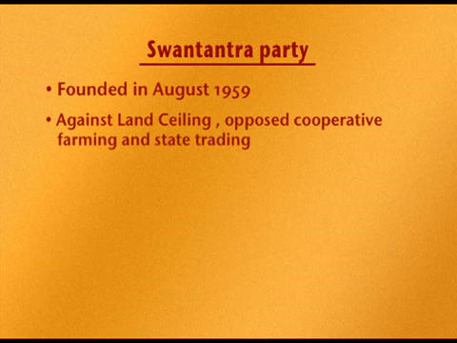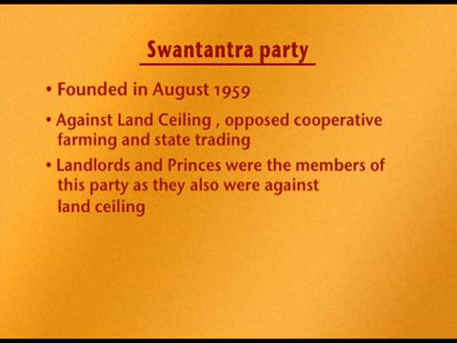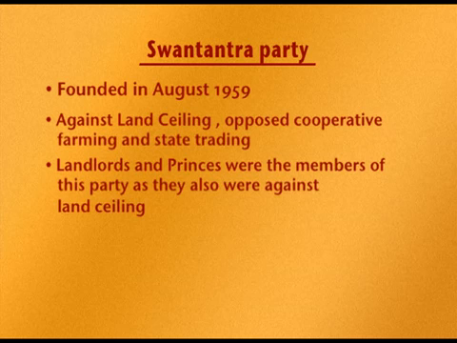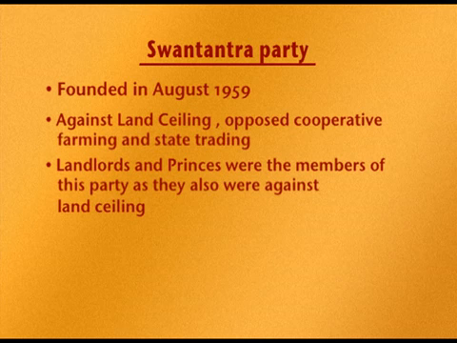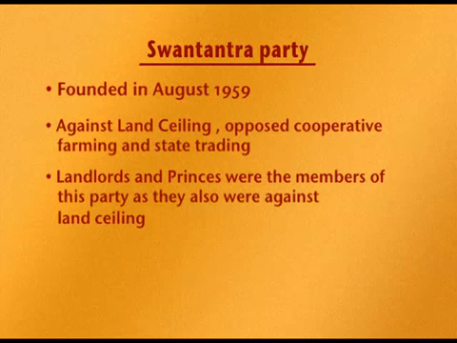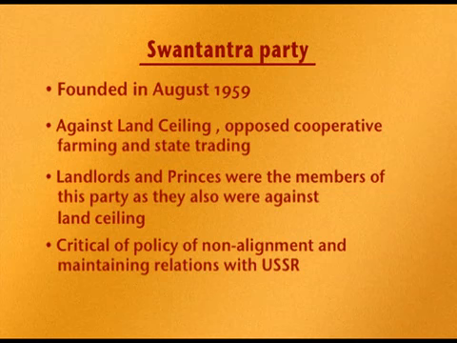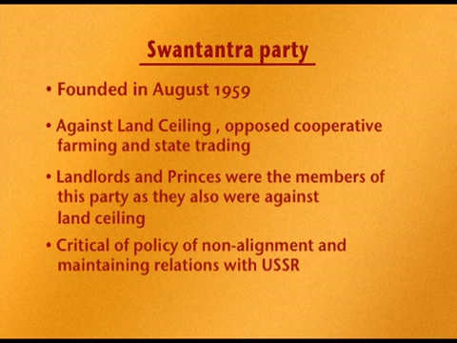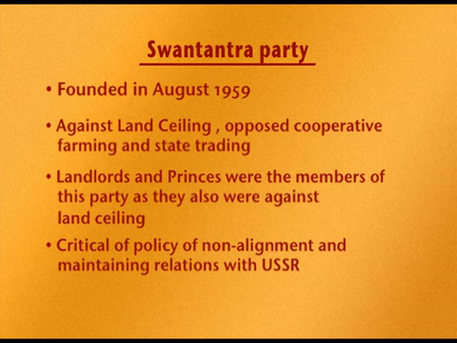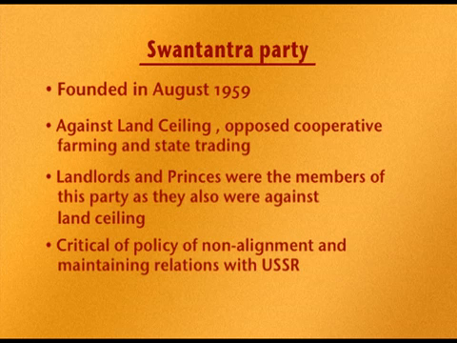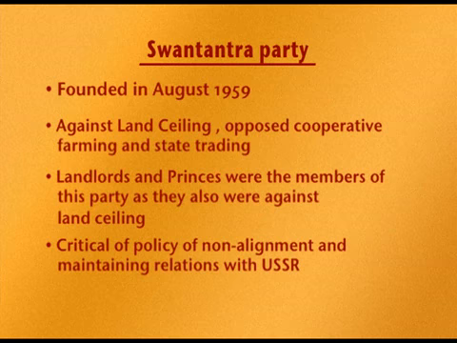So at that time, princes and rulers of different princely states cooperated with them and joined them, because they were also against land ceiling, as it was harming their interests. So this party became a party of princes, a party of zamindars, a party of rich people, which advocated their interests and had a leaning towards the USA. They were against the non-alignment policy of India also. They thought that this policy is not going to benefit India in any way. So they opposed non-alignment and also the inclination of Indian foreign policy towards the USSR. They were in favor of having good relations with the USA.